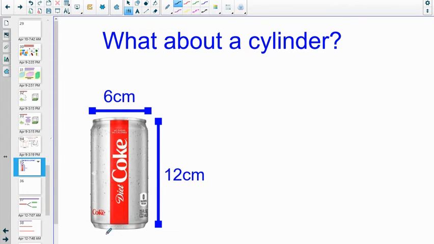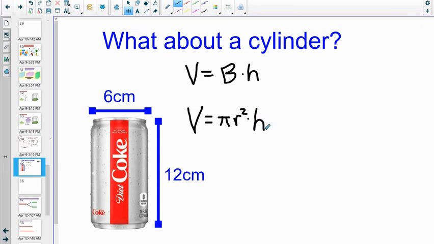The area of the base, it's still the same formula. Volume is still equal to the area of the base times the height. But because a cylinder has a base that we have a formula for, I'm going to say that the volume of a cylinder is, well, area of the base is pi r squared. And then the height, well, that's the height of the prism. So for the can that we're looking at here, pi is pi. The diameter of the circle is 6. That means the radius is 3. So we'll have pi times 3 squared.